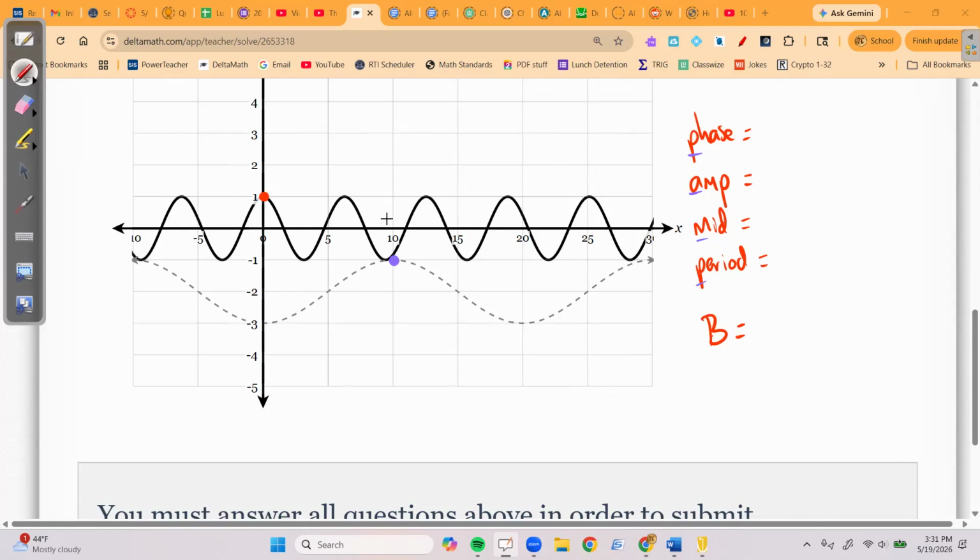So what is our phase shift? It's an easier answer than you think it is. In other words, how far did the red dot have to move to become the purple dot? 10. So our phase shift is quite seriously just the number 10. Right. And by the way, could you phase shift this in the other direction? Could I have phase shifted this over to the green dot? Yes, and it's all going to come out in the wash.